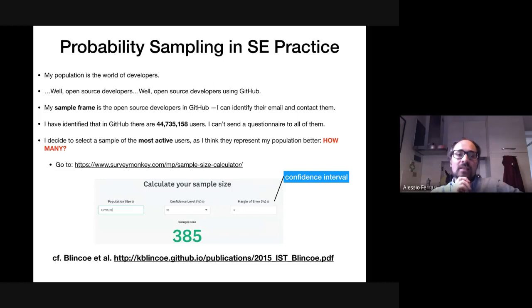Okay. The sampling frame is the open source developers in GitHub, because I can identify their email and contact each one of them. Okay. I have identified that in GitHub there is this number of users. Of course, I cannot contact all of them. I cannot send a questionnaire to all of them. I have to select a sample from this sampling frame. Okay. So I decide to select a sample of the most active users, as I think that they represent my population better. This is a choice.